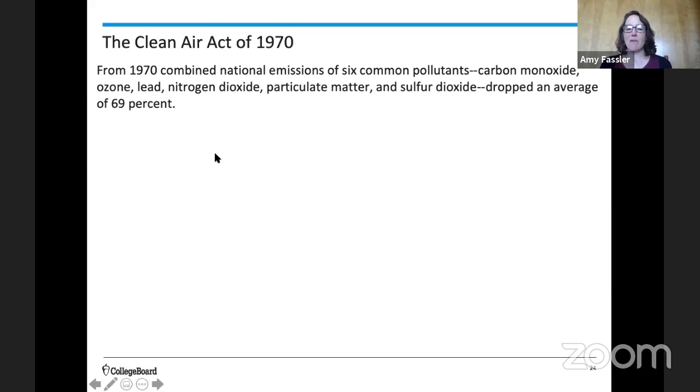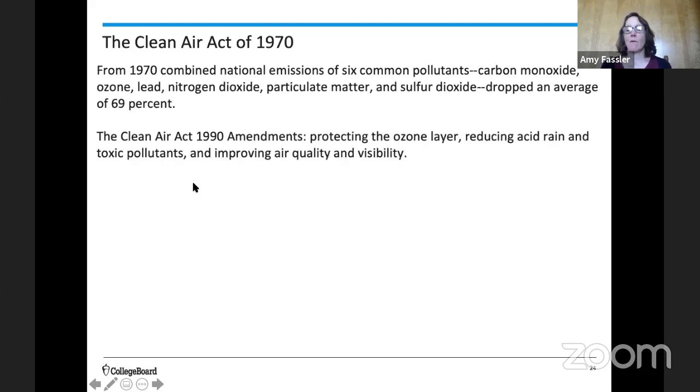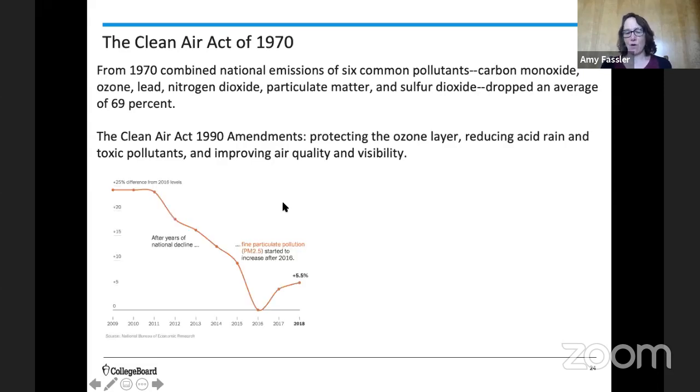And look at the amazing results. There's nobody that could argue that the Clean Air Act was hugely successful. The amendments, the 1990 Clean Air Act amendments, went even further in starting to address things like acid rain and protecting the beneficial stratospheric ozone.